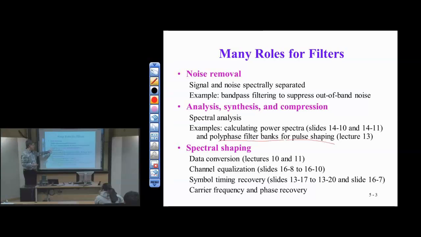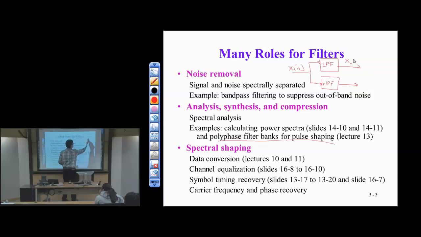connection. So I'll give you a very simple analysis example. I take a signal, x of n, and I pass it through a low-pass filter and a high-pass filter. I now have two signals, x0 and x1. Okay, so this is analysis. I've broken up a signal into two components, a low-pass and a high-pass, I've broken it up into its frequency components.